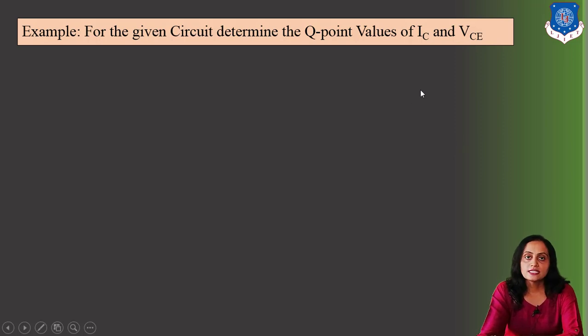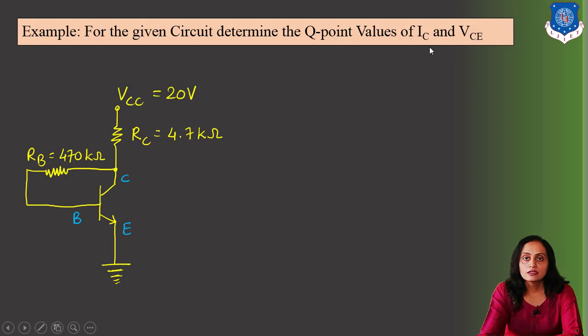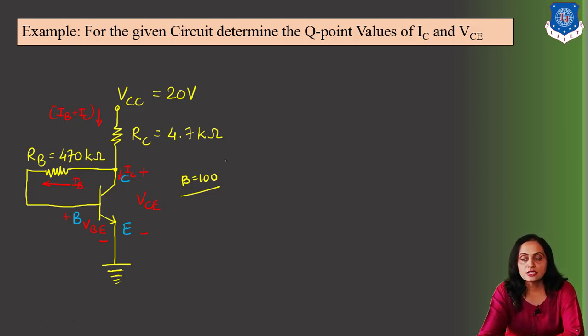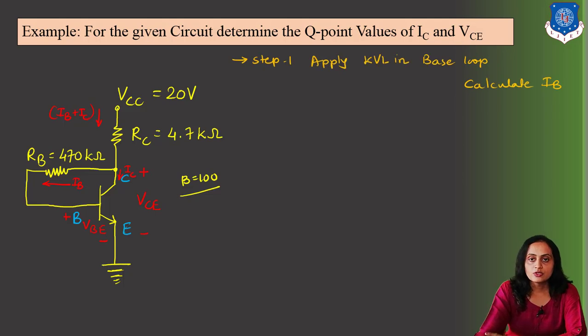Now we will see an example for the collector feedback bias circuit, and for that you are asked to calculate the Q point coordinates, that is IC and VCE, and you are given this circuit diagram. Over here VCC is given as 20 volt, RC and RB resistances are given, and the voltages and currents are shown with the red color. Beta DC is also given, that is 100. So we will follow the same steps which we had done in the DC analysis. First we will calculate the base current, then the collector current, and at last we will calculate the VCE. So let us begin.